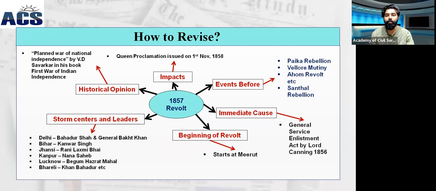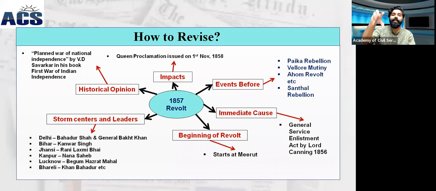So the immediate cause, we need to focus on where the movement started. We studied it was in Meerut. Another area of question you can expect is the centers of the movement. We have studied Delhi was a center, Bihar was a center, Kanpur was a center, Lucknow was a center, Jhansi was a center, Bareilly was a center.